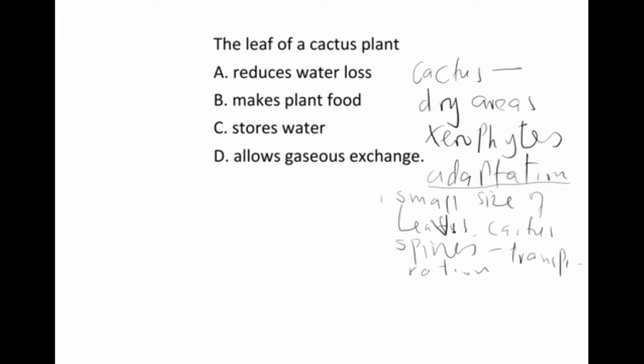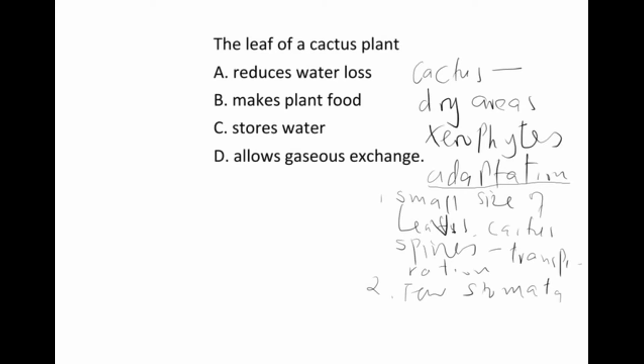Transpiration is the process through which a plant loses excess water. So their leaves are reduced to spines so that they reduce the rate of transpiration. Others, you find they usually have very few stomata. The stomata are small holes found in the leaves, and this enables the plant to reduce the amount of water loss. So the fewer the number of stomata, the less water is lost.